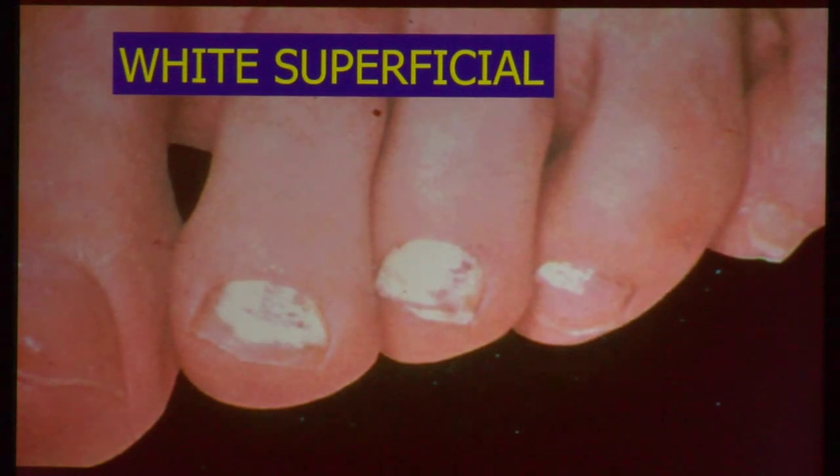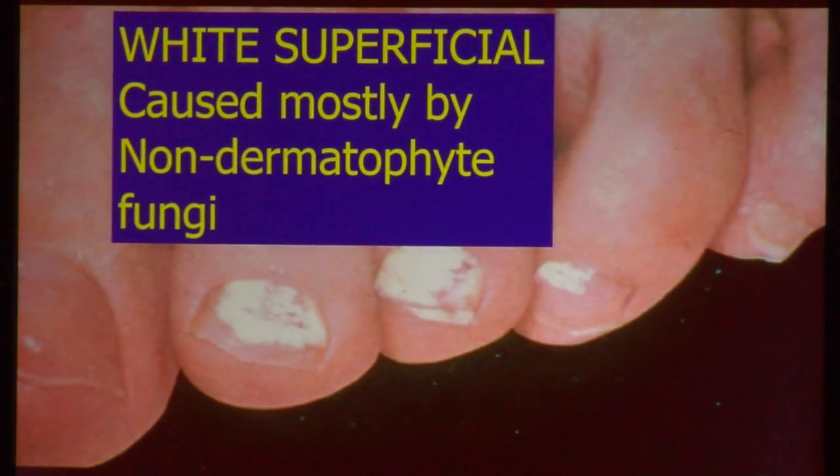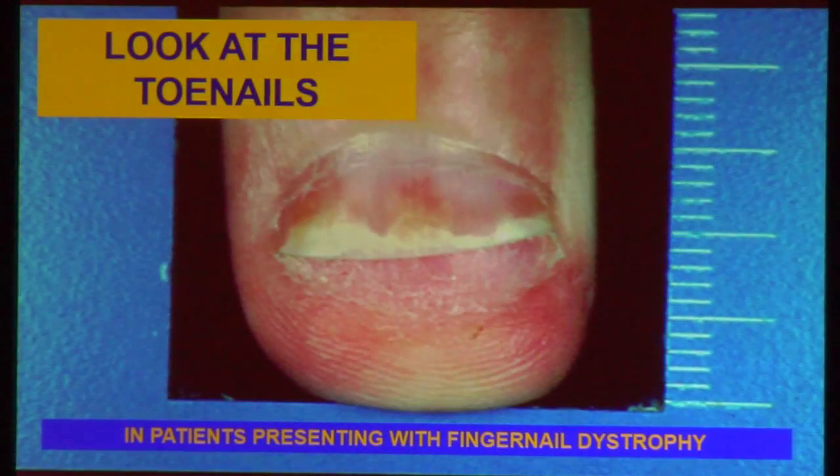Non-dermatophytes cause white superficial onychomycosis. So if you see this, you know it's probably not a dermatophyte. The nails turn white, and you can take a 15 blade and just scrape off that white color. The fungus is just attacking the nail plate and making a nice home in the superficial layer of the nail plate. And most of these are caused by non-dermatophytes.